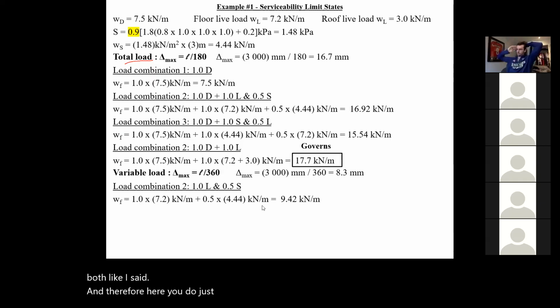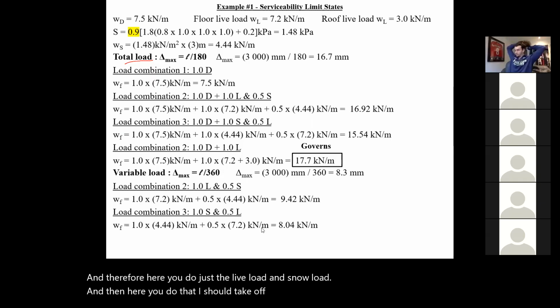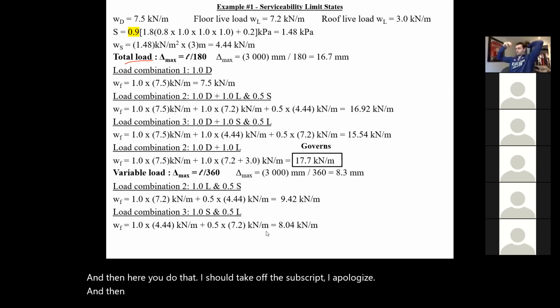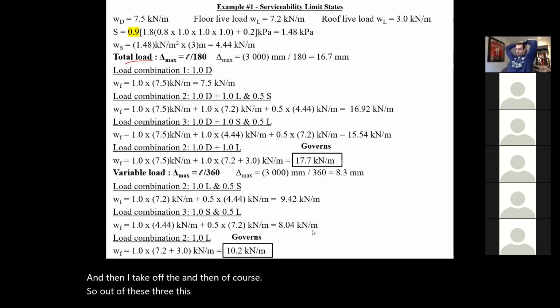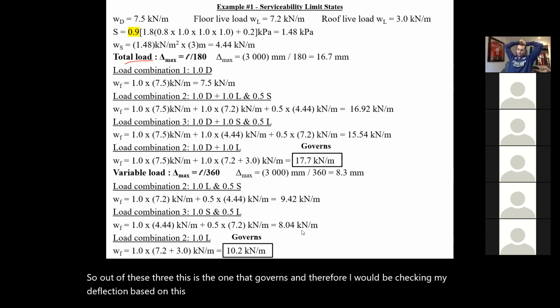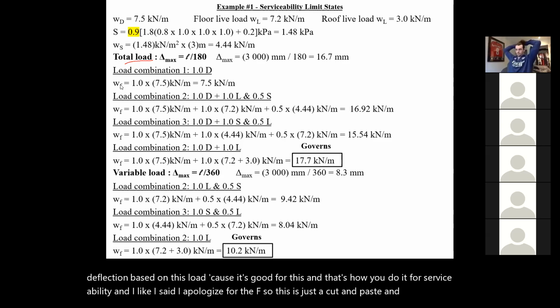And then here you do the, I should take off the subscript, I apologize. And then of course, out of these three, this is the one that governs, and therefore I would be checking my deflection based on this load, and that's how you do it for serviceability. And like I said, I apologize for the Fs. This is just a cut and paste, and I forgot to take off the subscripts.